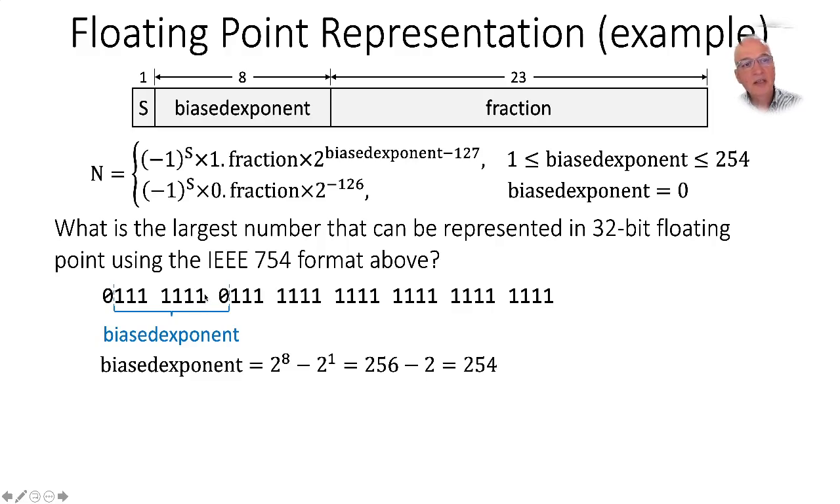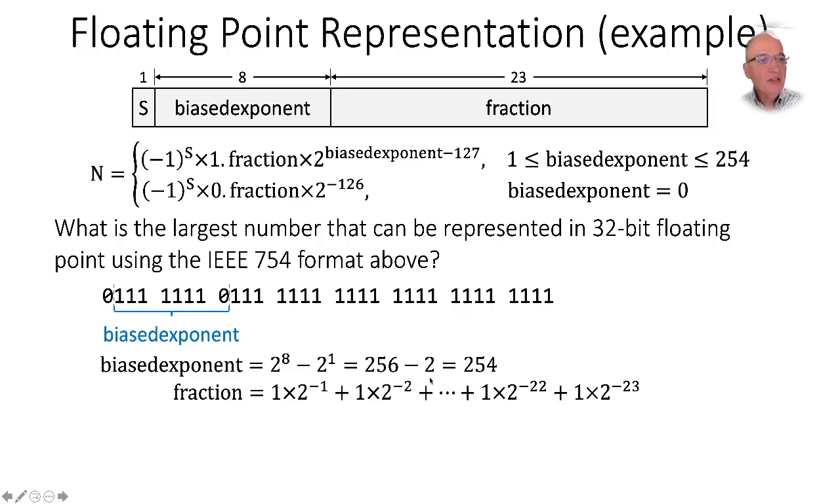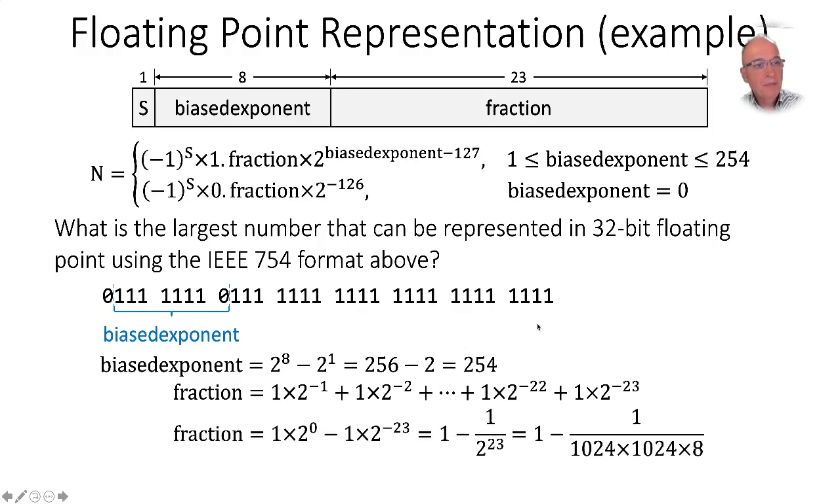This is 2 to the 1. So this is 254. And my fraction is 1 times 2 to the minus 1, etc., up to 1 times 2 to the minus 23, because I have 23 bits here. So I can represent this fraction as, again, I take the number to the left of this, that's 2 to the 0, minus this number here, that's 2 to the 23. So my fraction is 1 minus 1 over 2 to the 23.